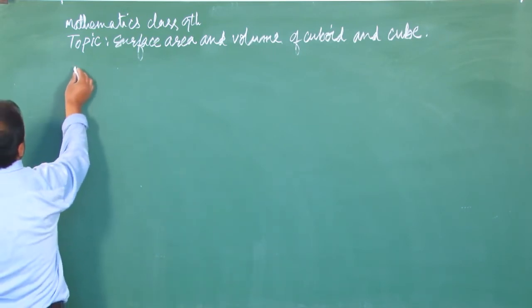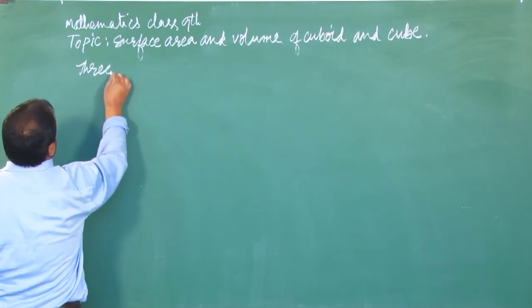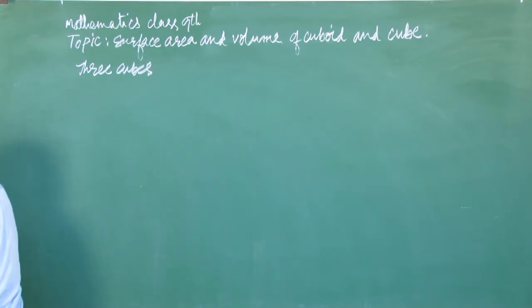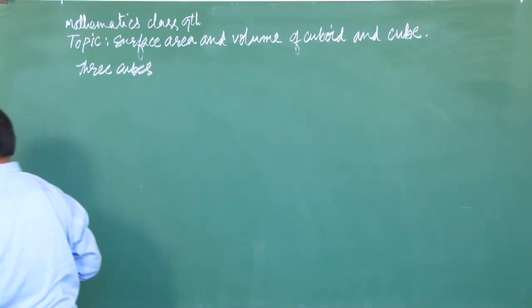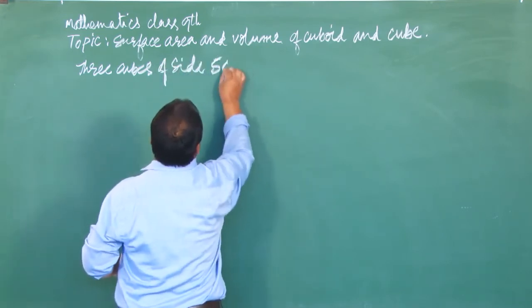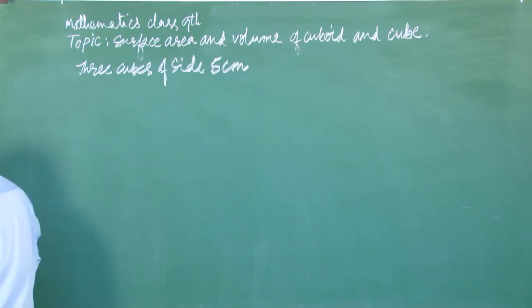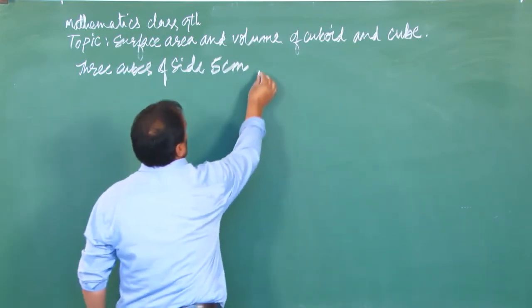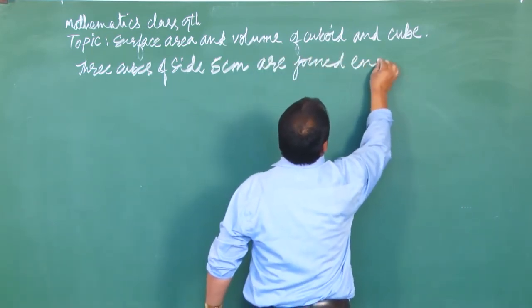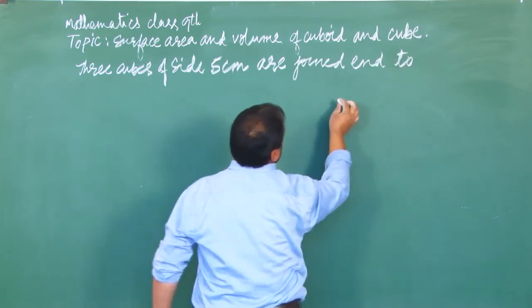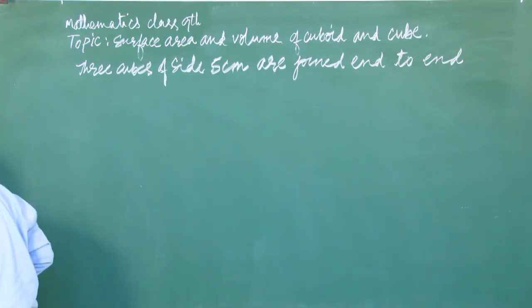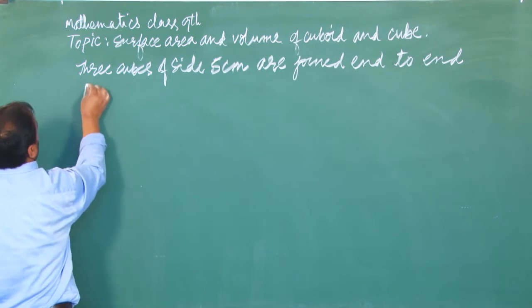three cubes of side 5 centimeter are joined end to end. Find the surface area of the resulting cuboid.